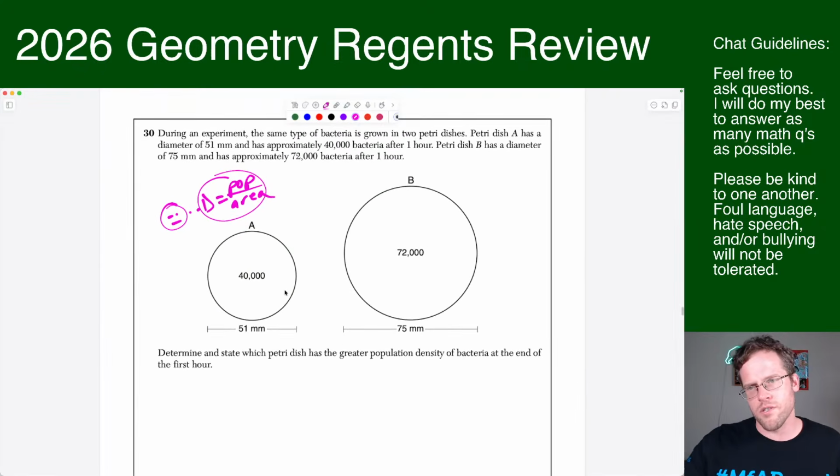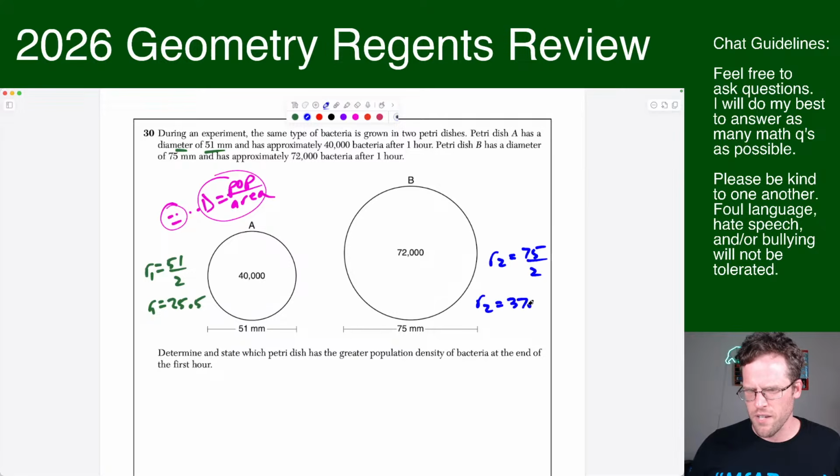So here, though, it's a circle. And diameter, again. Wow, they're really going heavy with circles. So diameter is 51 millimeters. So I do 51 over 2. That'd be 25.5. I'll call that R1 for our first radius. And then R2 would be 75 millimeters divided by 2, which works out to 37.5. Just double checking. Yep, that works.